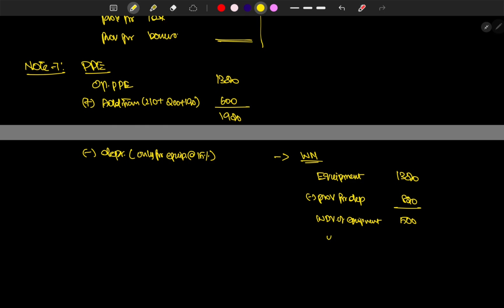Depreciation at 15% WDV is 75. So this is the depreciation we need to give here. The total depreciation is 820 plus 75, existing plus new depreciation. If we total it, it comes around 895, and the PPE value is 1025.